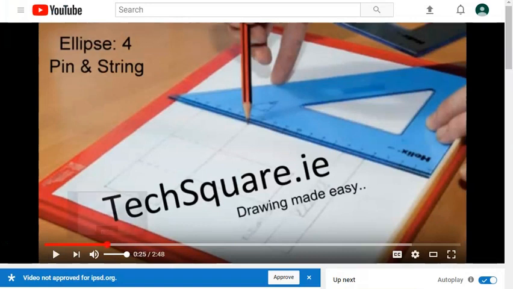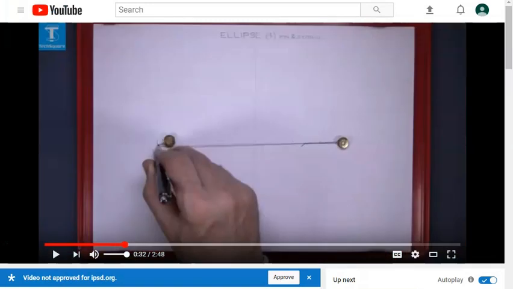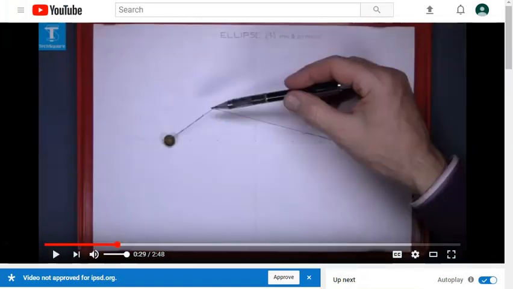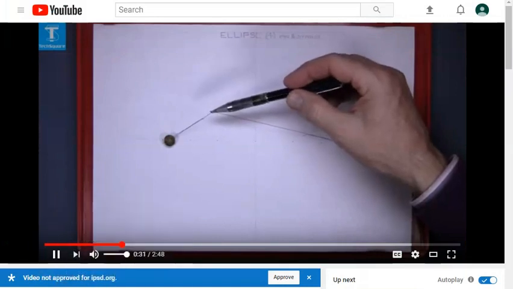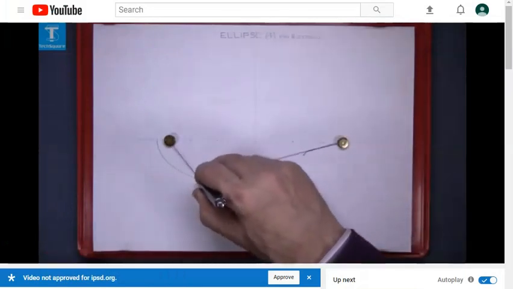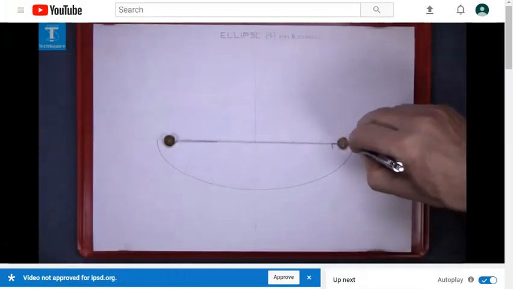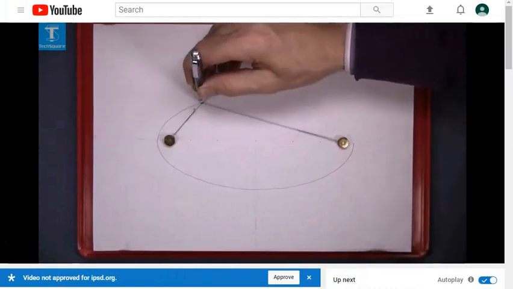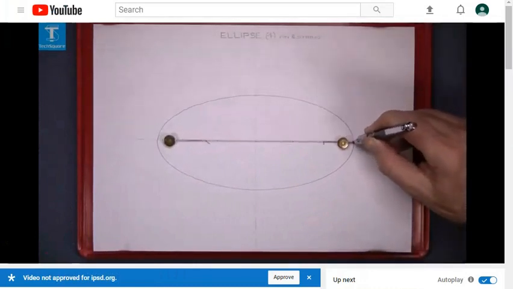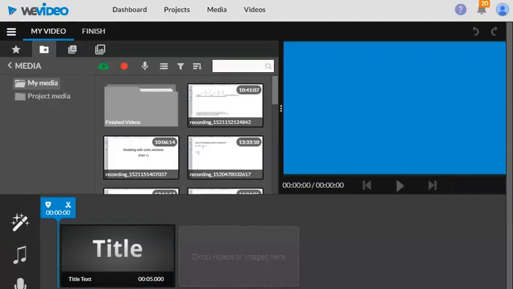I don't know why it isn't doing what I wanted. And my voice just changed all of a sudden, but oops, that's what an ellipse is.